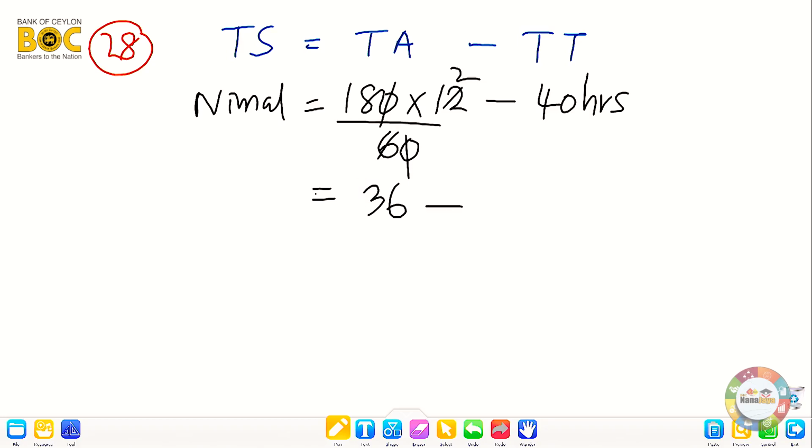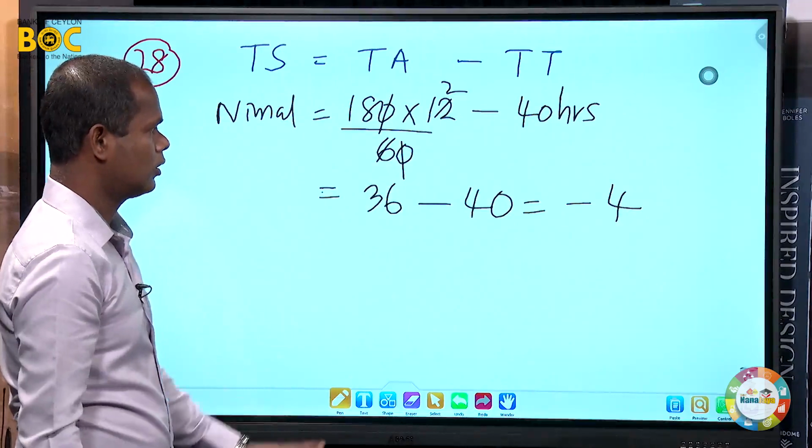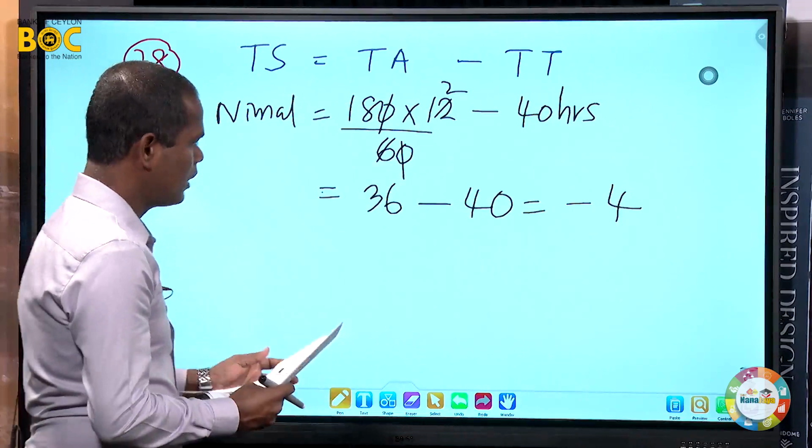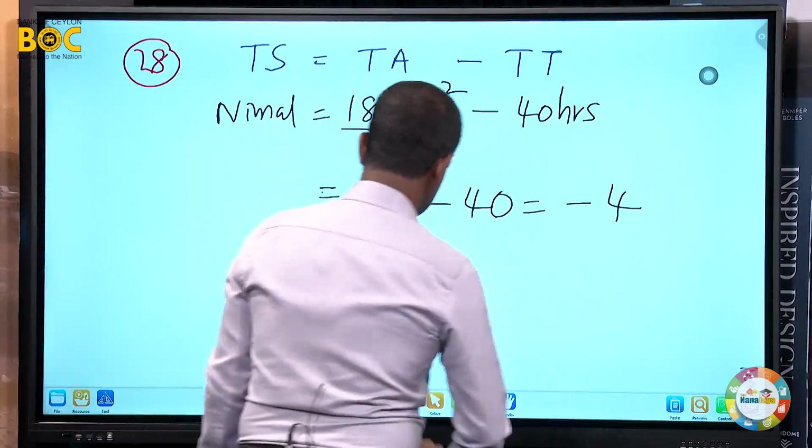36 hours allowed. He has taken 40 hours. He has taken extra 4 hours. He hasn't saved, but he has taken extra 4 hours. No time saving. Then we'll go to the third employee. So who is our third employee?